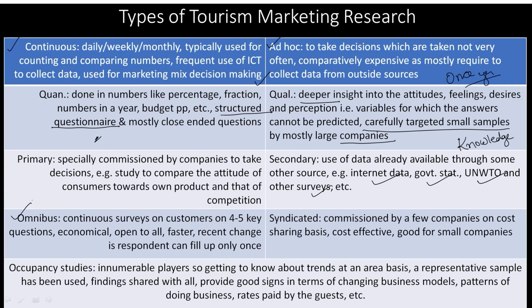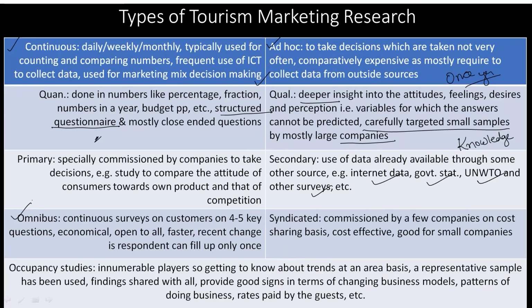But one change which companies have recently come up with in omnibus research is that they allow only one respondent to fill up the questionnaire only once, so that duplication of data can be avoided. Because if the same person is responding repeatedly, let's say somebody has done it today and then tomorrow also, that person is affecting the entire analysis or the output of the data, because the same person is getting double representation. So now they have come up with the rule that one respondent can fill up a questionnaire only once.